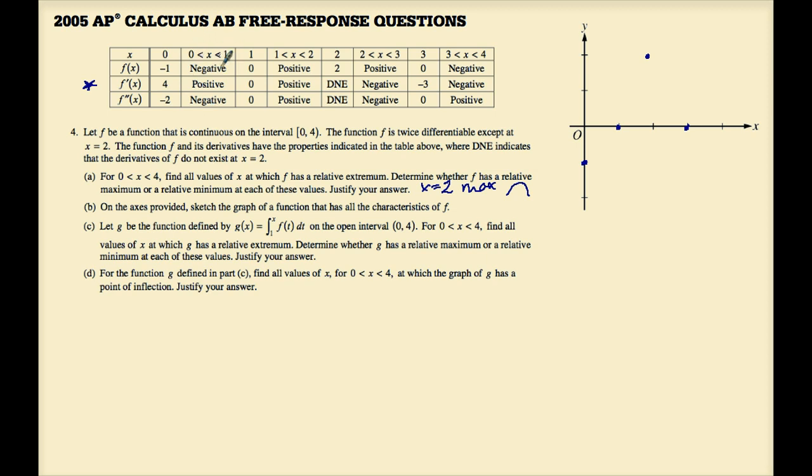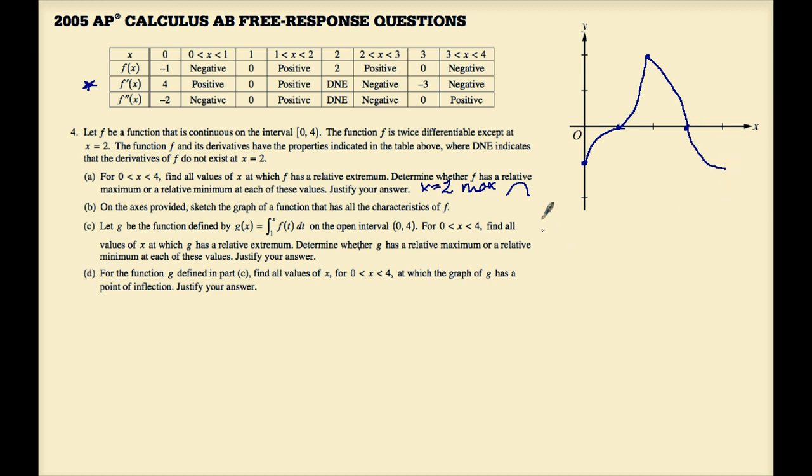Between 0 and 1, it's increasing and concave down, and at 1, there's a slope of 0. Between 1 and 2, increasing, concave up, leading to a non-differentiable point. Between 2 and 3, decreasing and concave down. And between 3 and 4, decreasing and concave up.